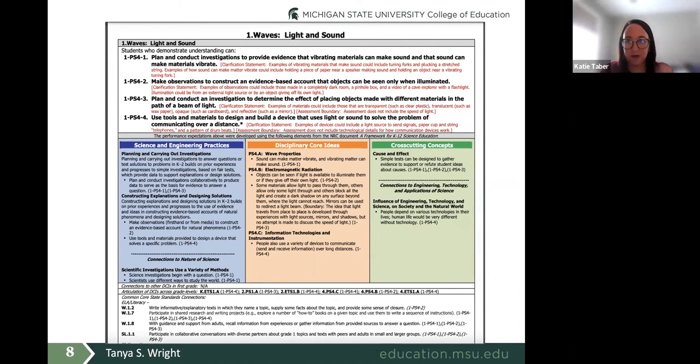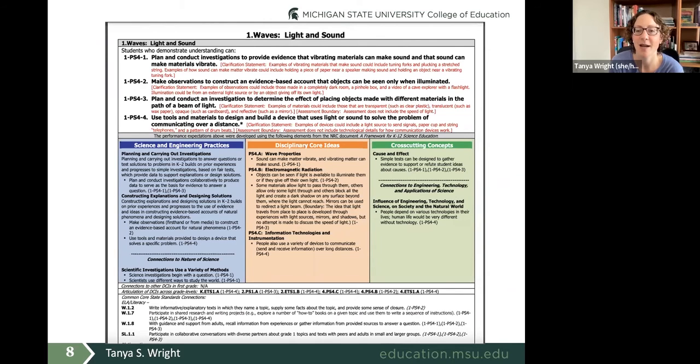Plan and conduct an investigation to determine the effects of placing objects made with different materials in the path of a beam of light. So they're going to notice things like shadows or mirrors or reflections, right? And use tools and materials to build a device that uses light and sound to solve the problem of communicating over a distance. This is first grade, people. It's awesome that they get to do all of this.